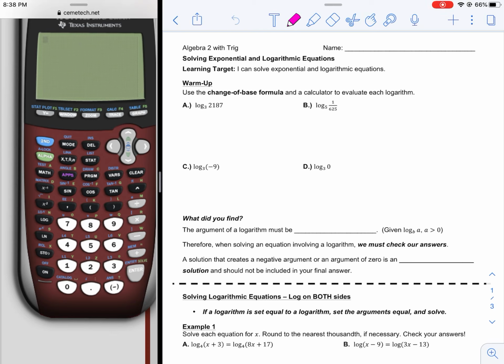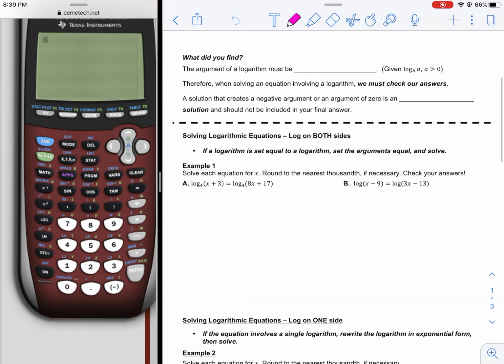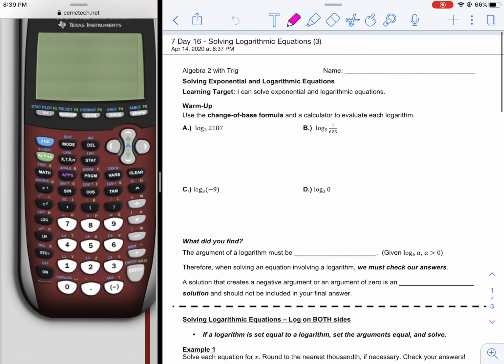I'm going to be continuing to talk about solving exponential and log equations today. In the warm-up, I'm going to review the change of base formula that I taught in Monday and Tuesday's lesson. We're also going to talk about a restriction that we have when we do logarithms. We have a restriction in the argument, so I'm going to talk about that a little bit during the warm-up. And then we're specifically going to be talking about solving logarithmic equations today.